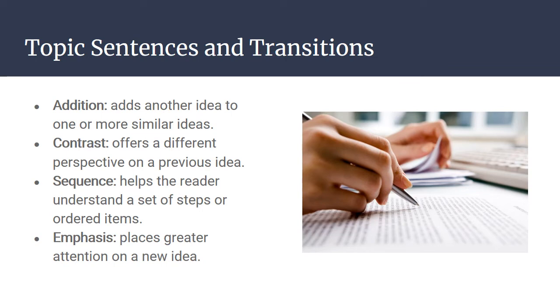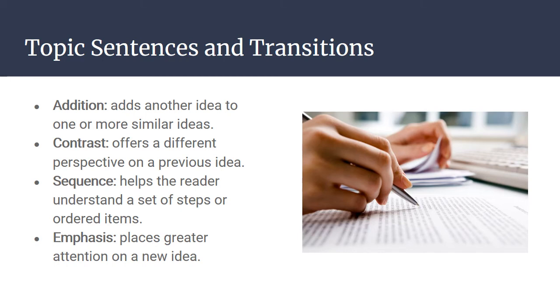Now, as we look at these examples, we want to think about different types of transitions. And there are many different ways that transitions can be categorized or grouped. For example, addition ones. We use additional phrases to help show that this is another one of a similar kind of group of ideas. We use contrasting transitions to show that there's maybe an opposition between these ideas. Maybe they don't agree with each other, or they're different ways of doing things.